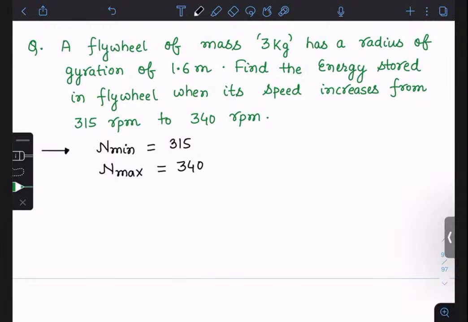Can anyone tell me the right answer? Because a very simple formula is there. You have to use that formula to get the answer, delta E. Still not getting the right answer.